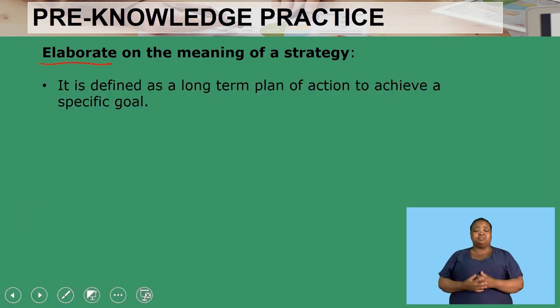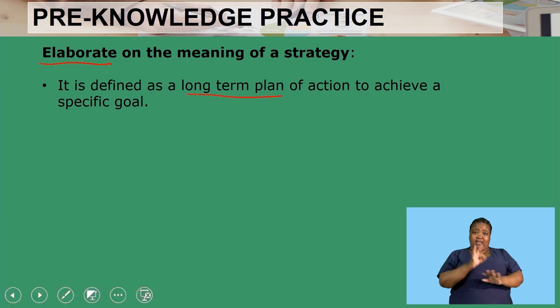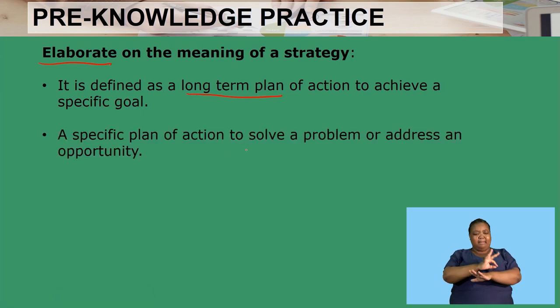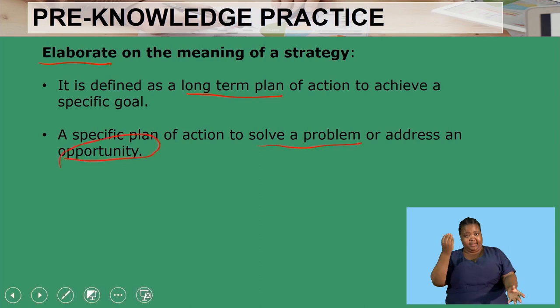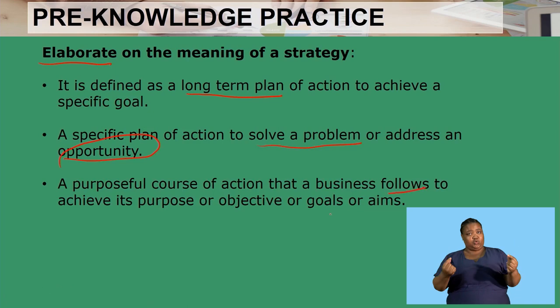So here, when we are elaborating on the meaning of strategy, we are saying it is defined as a long-term plan of action to achieve a specific goal. There's a goal that we want to achieve. A specific plan of action to solve a problem or address an opportunity. A purposeful course of action that a business follows to achieve its purpose or objectives or goals or aims. Don't forget, we spoke about the goals or the objectives or the aims of each and every business.